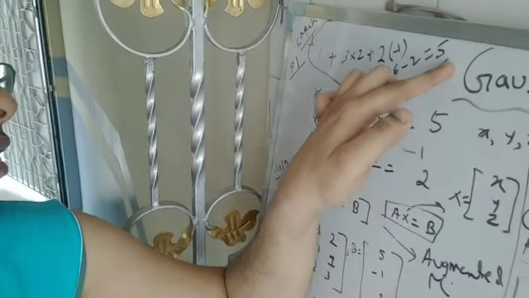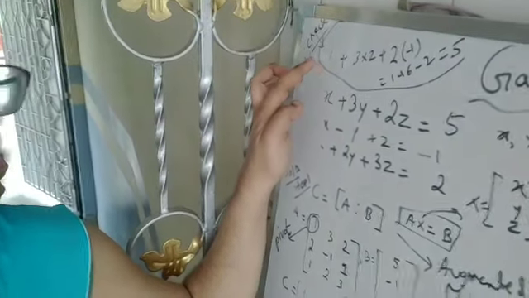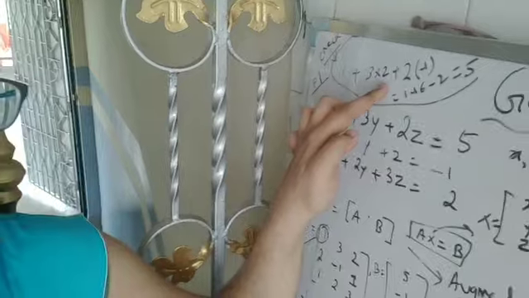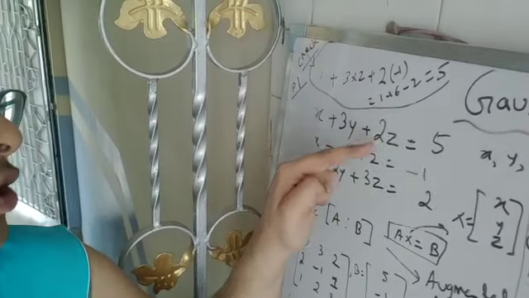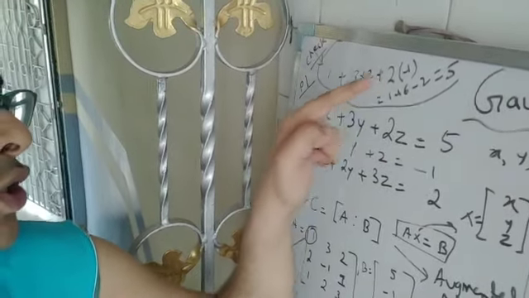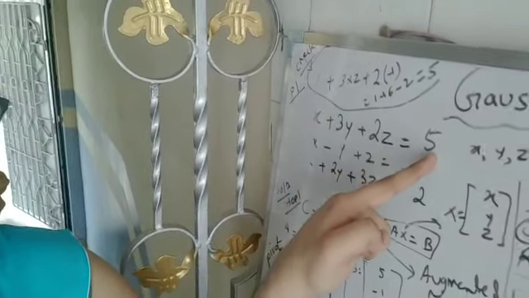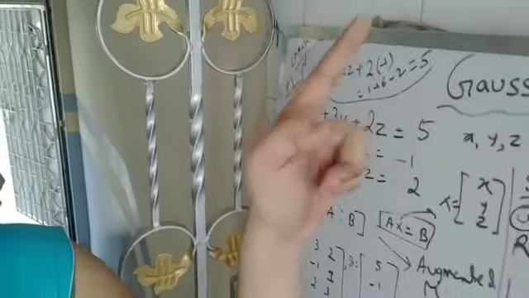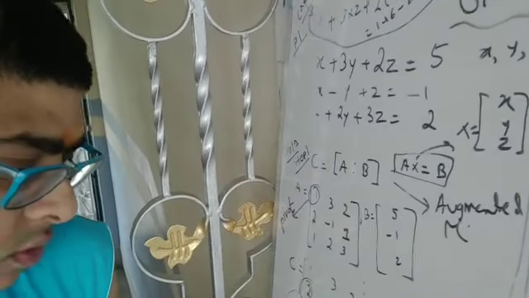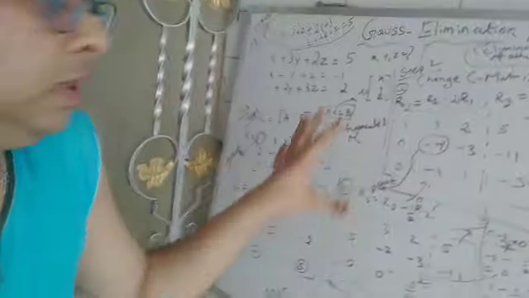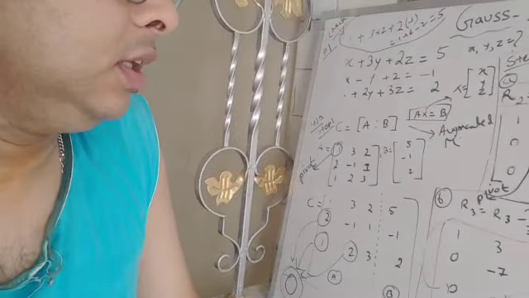5. I'm repeating once again: x value is 1, y value is 2, so 3 into 2 is 6. And 2 into z, which is minus 1, is minus 2. So 1 plus 6 minus 2 is 5. That means our result is perfectly correct. Okay, it's perfect. So this is basically your method of Gauss elimination.